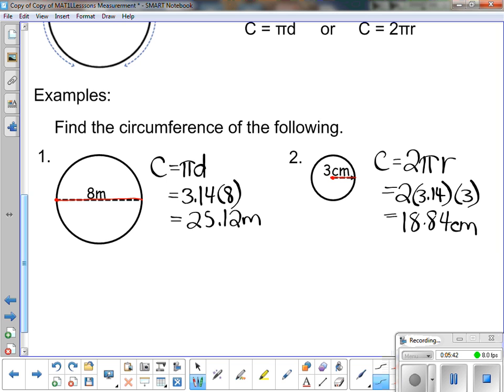Okay, so that's how you find the perimeter of a circle. You find its circumference, which means the same thing.